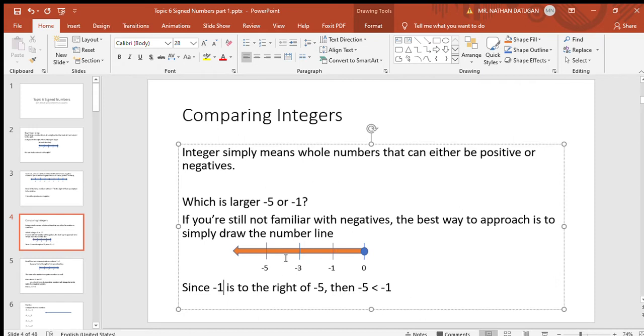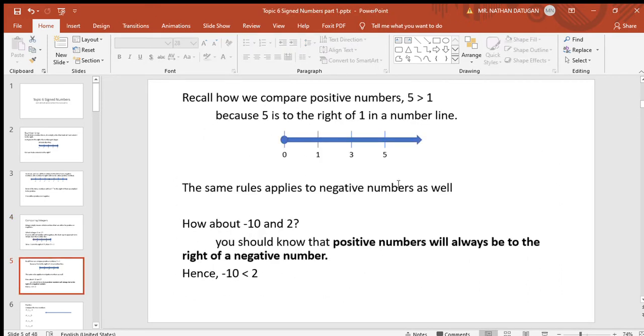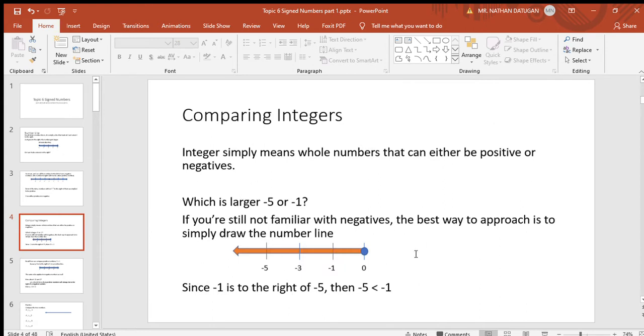If you don't recall the rule of comparing numbers, here's a quick recap. When we compare positive numbers, let's say 5 and 1, we know that 5 is larger than 1 because 5 is to the right of 1. So this is 5 and this is 1. 5 is to the right of 1, so that means 5 is greater than 1. The same thing applies with negatives, or in this case integers. Anything to the right of a number is larger. Anything to the left is smaller.